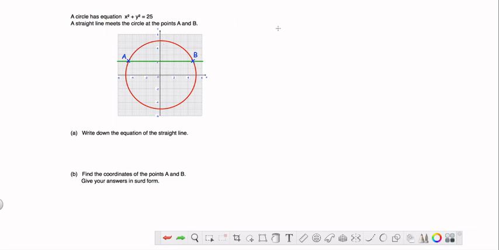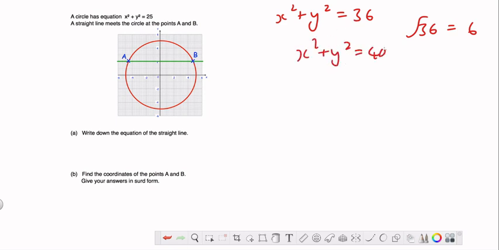So if there's another one, for example, x squared plus y squared is equal to 36, that would be an equation of a circle where the radius would be 6. If it was something like this, not a square number, I could just leave it in surd form. That would be the radius.